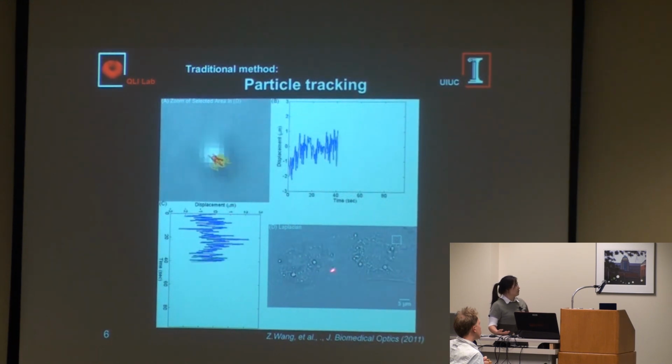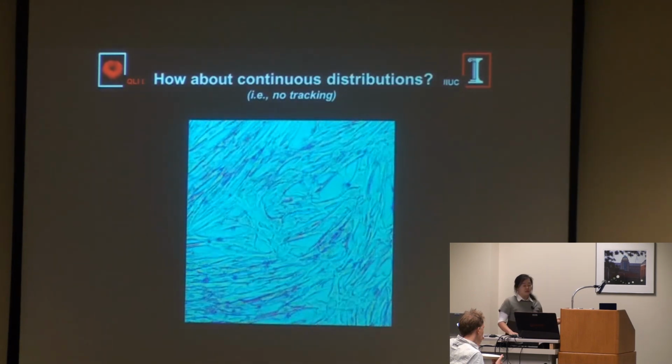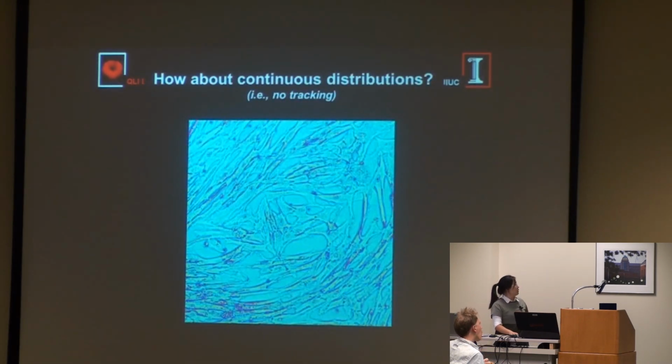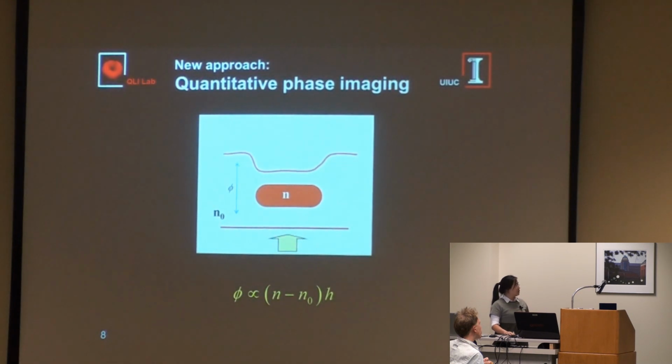So the conventional, traditional method to study these dynamics is tracking the particles. For example, these are some particles in heart beating cells. I track their trajectories. But particle tracking is not always easy. For example, in this case, this continuous distribution of particles is very difficult. So our first question is whether we can propose a method which is free of particle tracking.